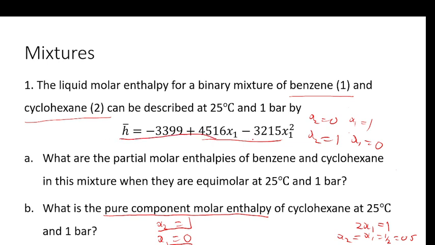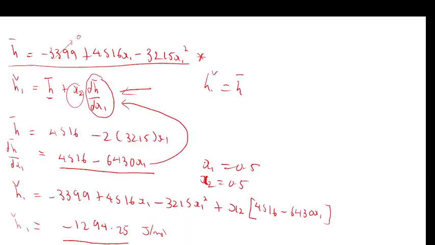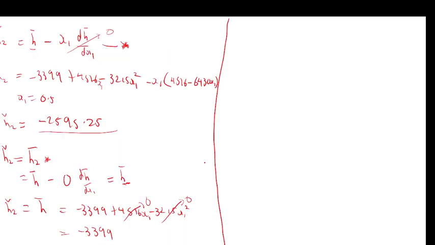If it is the pure component molar enthalpy for species 1, then x1 is 1. If it is for species 2, then x2 is 1, and then the other one would be 0. So that's what we are trying to see. Okay, so that's it for the first question.